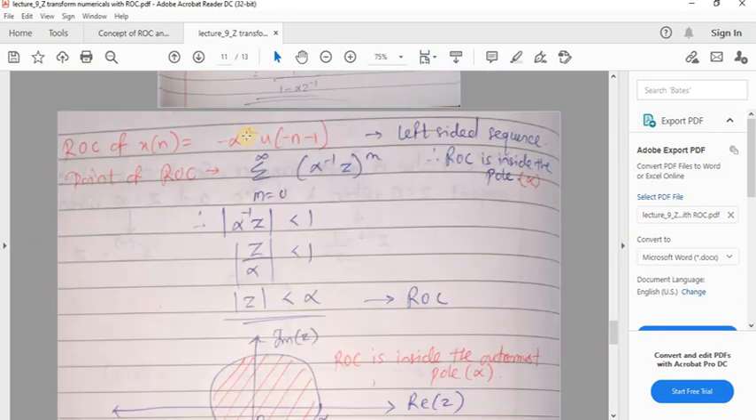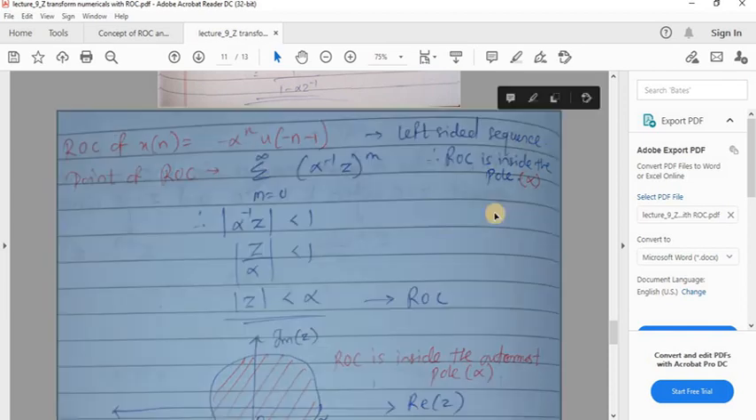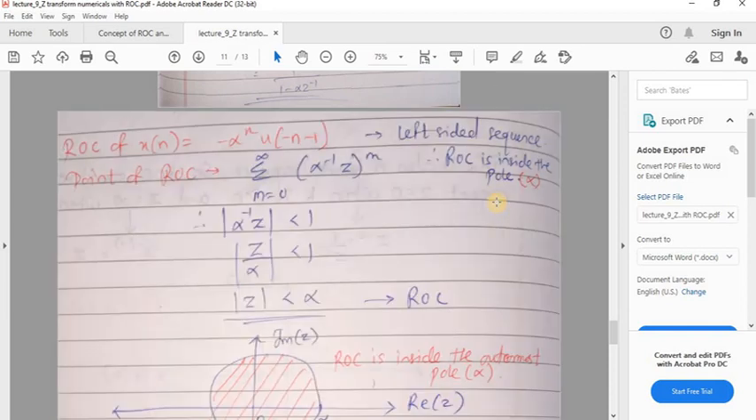So the ROC of the sequence is, first of all, a left-handed sequence. Therefore, the ROC is inside the pole. As there is a pole, we have to say it is inside the pole. If there is no pole, we have said it is inside the unit circle. So this is the condition, the point from which we have to find out the ROC.